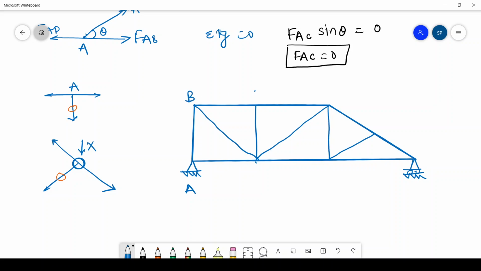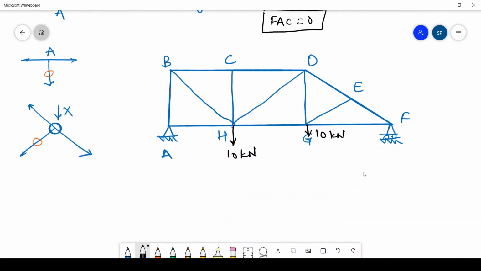A, B, C, D, E, F, G and H. Suppose at joint H there is a 10 kilonewton load acting, and at G again there is a 10 kilonewton load. If you look at this particular truss and start analyzing, it will take much time, and if you can readily identify a few of the member forces, like zero forces, that will reduce your task.